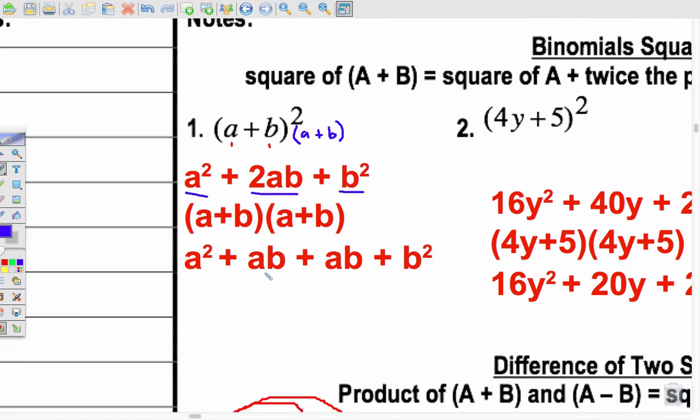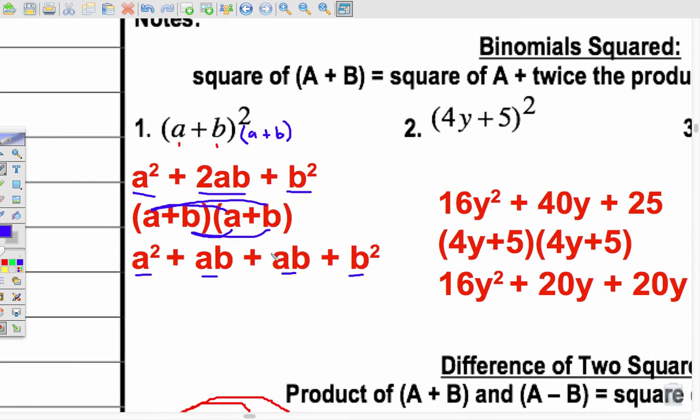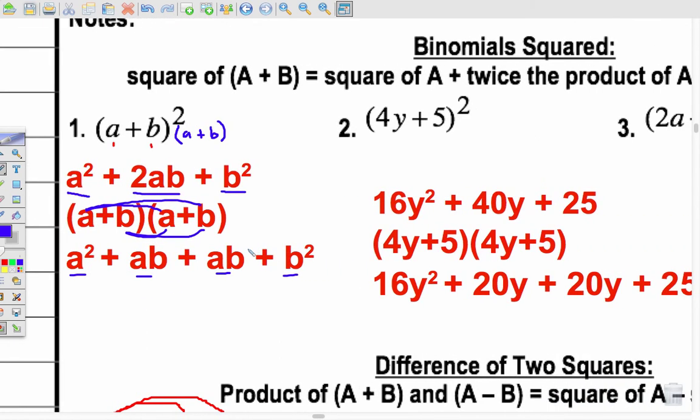To show how this would work out, you would do a times a, which gives you a squared. You would do a times b, which gives you ab. You would do b times a, which gives you ab. You do b times b, which gives you b squared. Add those together, you have 2ab. Let's look at another example. It's the same. It's just a property, guys, that can help you out, and you can always distribute to get what you need.